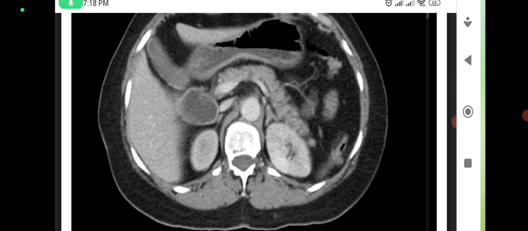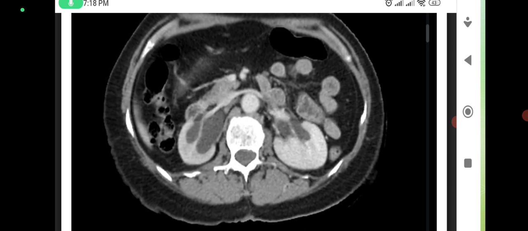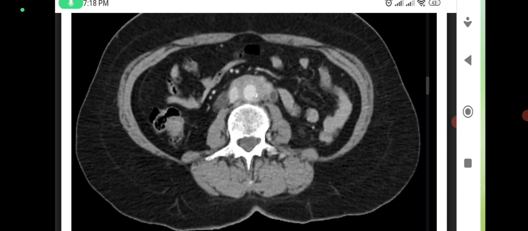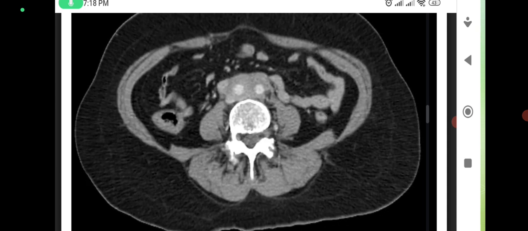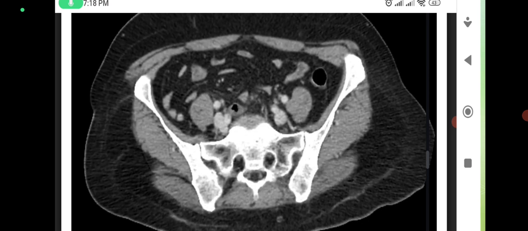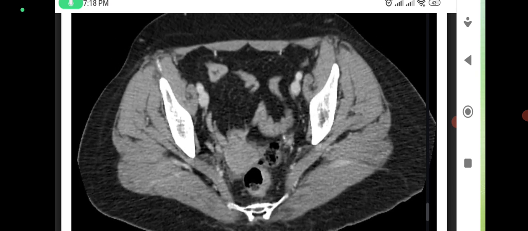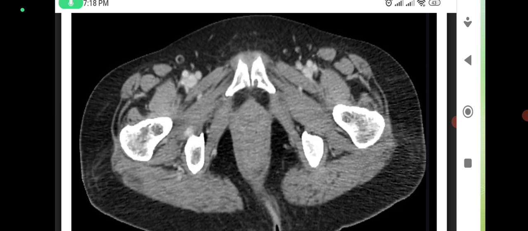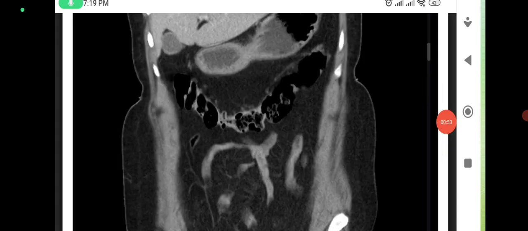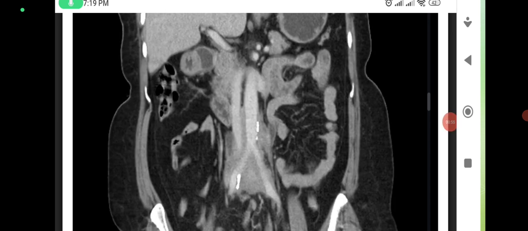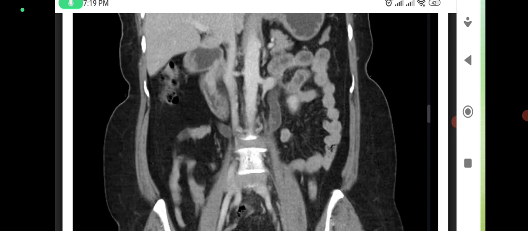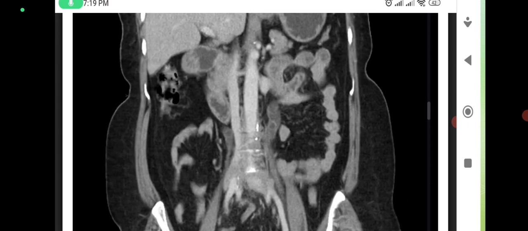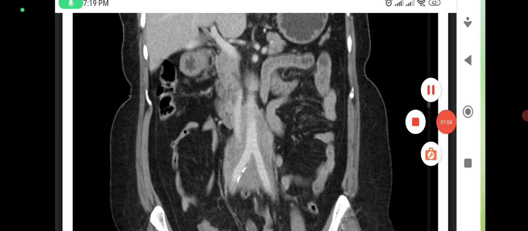Also, you can see there is a hyperdense material within the dependent border of the gallbladder. We can see both ureters are attenuated with subsequent hydroureter and hydronephrosis. This is axial. This is the coronal cut of our CT. Also, you can see here the soft tissue surrounding the aorta, IVC and iliac vessels.